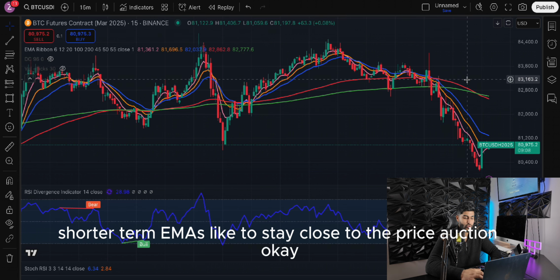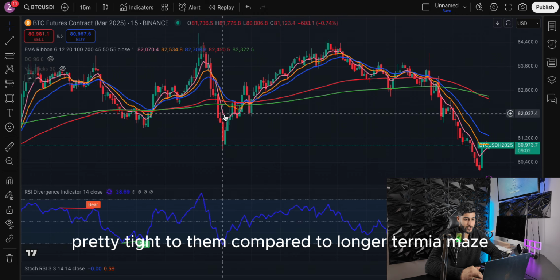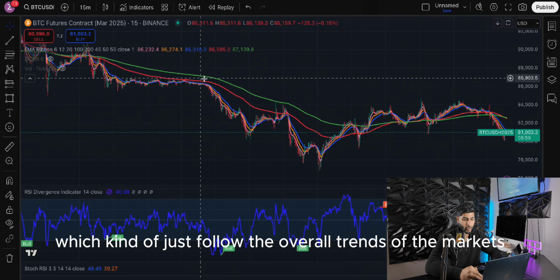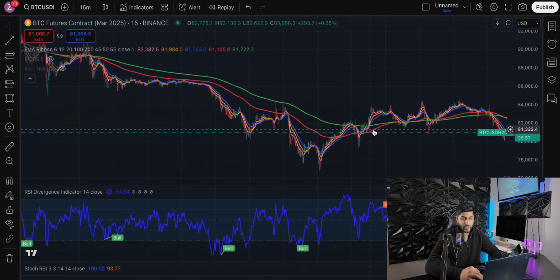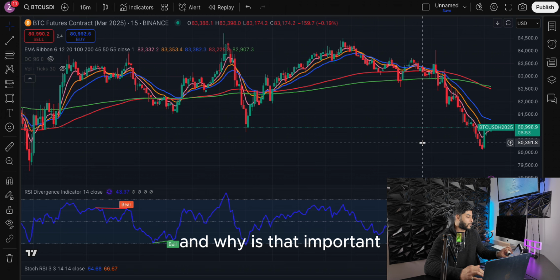What's the difference? Shorter term EMAs like to stay close to the price action. Okay, you can see how they stay pretty tight to them, compared to longer term EMAs, which kind of just follow the overall trends of the markets. You see? And so that's the difference between longer and shorter term. And why is that important?